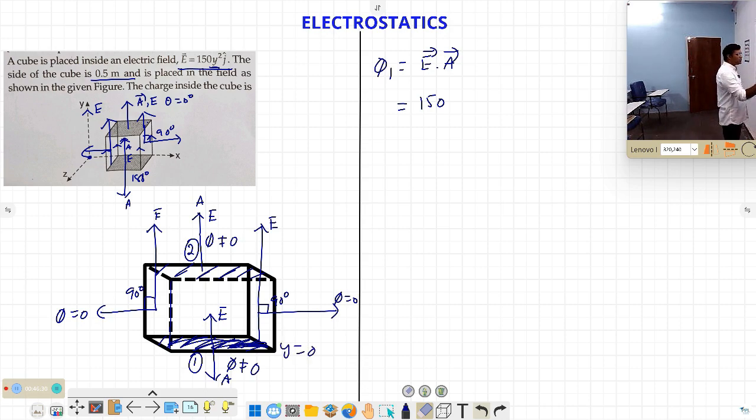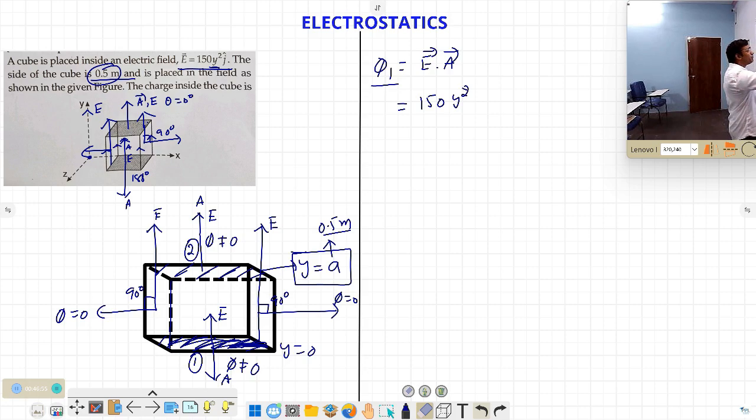Now the second face, what is the height of this one? The second face is at a distance y equal to a, because the question clearly gives that the side of the cube is 0.5 meters. So you take the side as a, or any length L. That value is 0.5 meters. So phi 1, the flux across the first face, according to the formula, is 150 y square j cap dot the area vector.